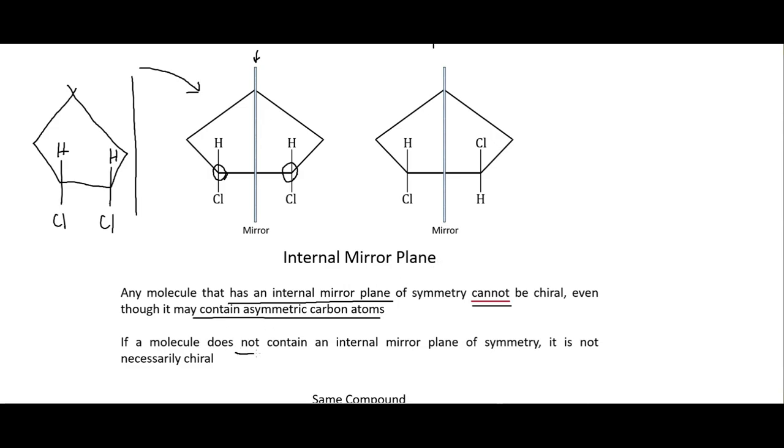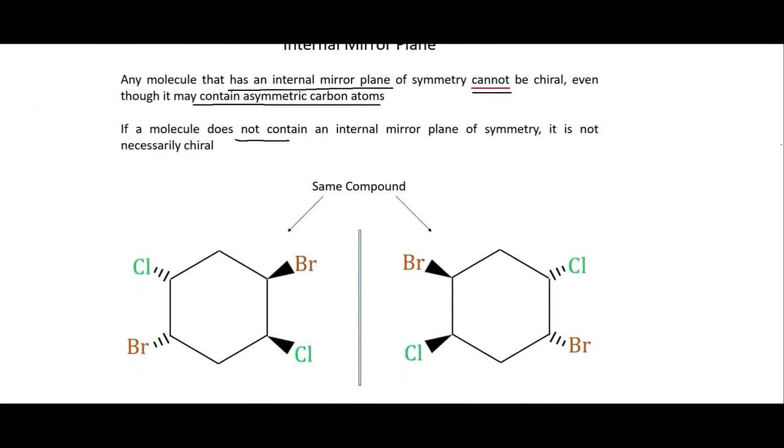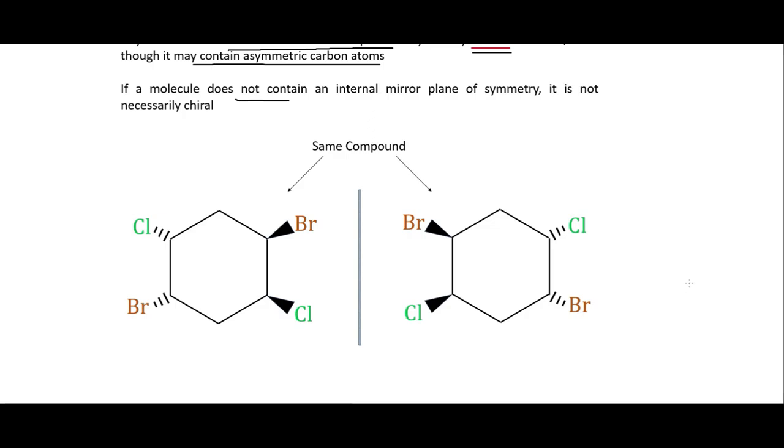But if a molecule does not contain an internal mirror plane of symmetry, it is not necessarily chiral. But this one here is in fact chiral. It has no mirror plane of symmetry. If we reflect across this mirror plane here, we will get a different molecule. So we would get something that looks like this. If we reflect it across there, we now have that Cl there, that H there, that Cl there, and that H there. So that is a chiral molecule, but we can look at this right here. So this does not contain any mirror planes of symmetry, but it is not a chiral molecule, rather.